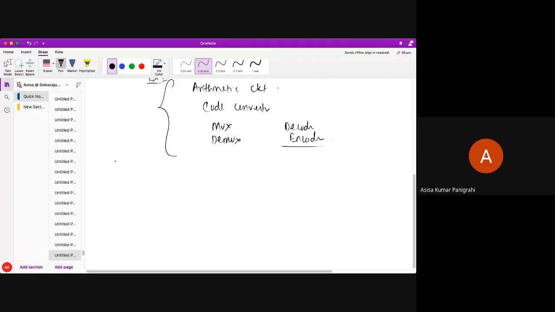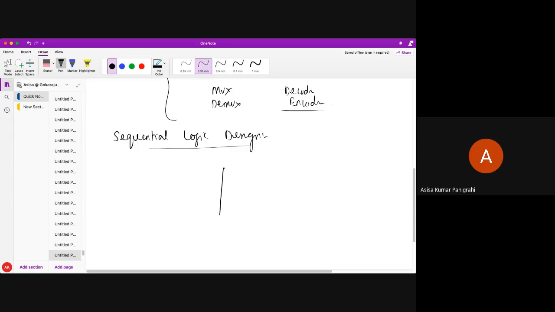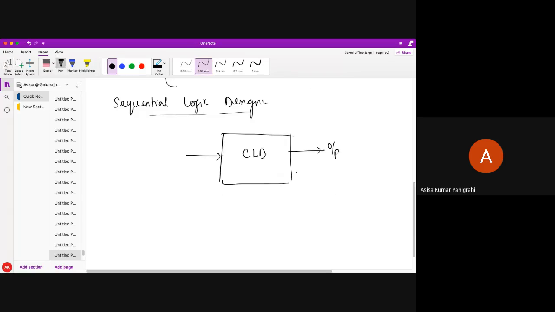Now we'll move to sequential logic design. In case of sequential logic design, the output of the logic circuit depends not only upon the present input but also the past output. So this is CLD, and mainly, the past output is also fed back to the input side. This complete circuit, CLD plus the past output, is known as SLD, sequential logic design.